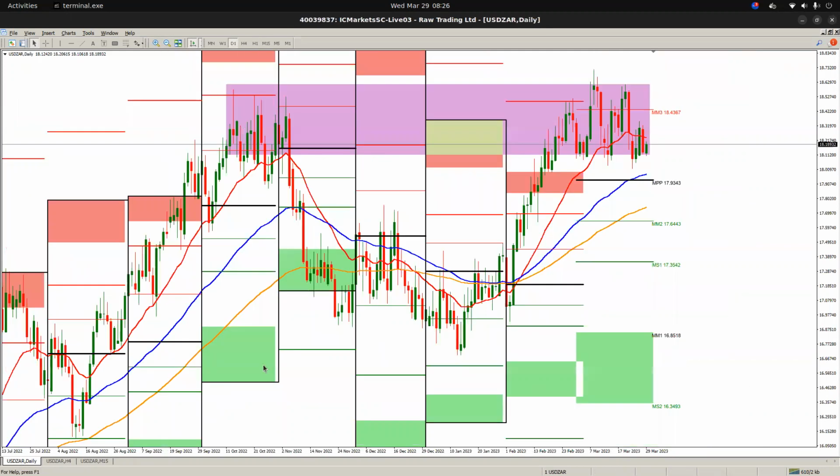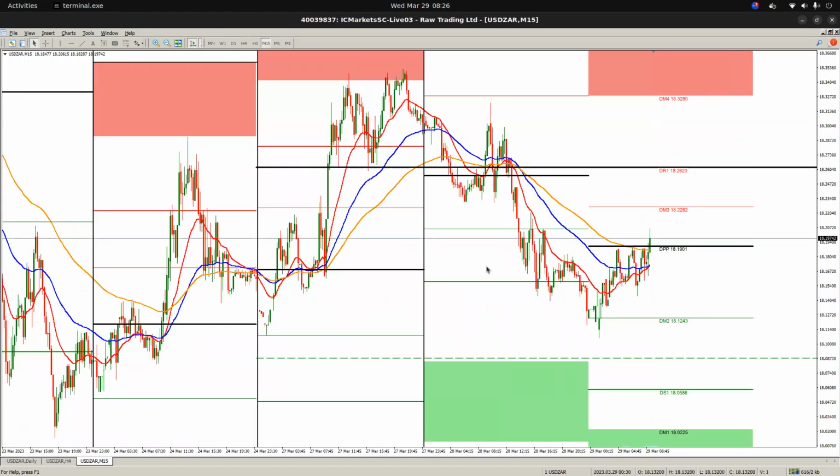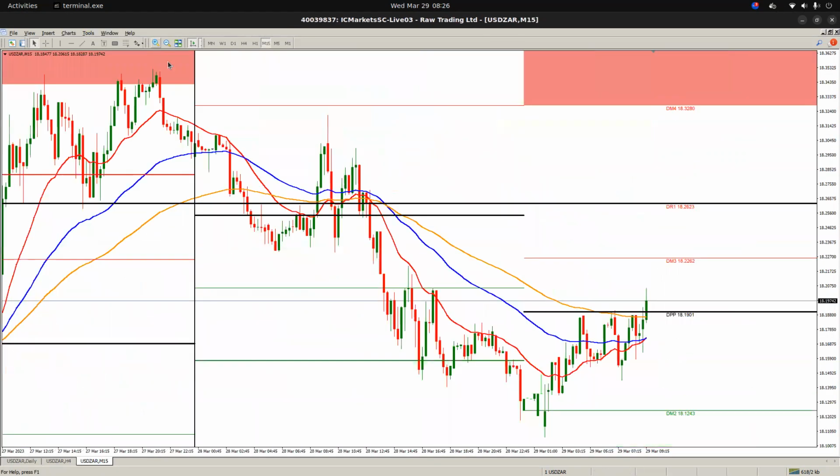Now again, looking at the daily, not a massive fan of where we are right now. However, bias is bullish, and a higher high, higher low is a higher high, higher low. So if you get that, then go for it. Just be aware of how long you're going to hold that trade for.